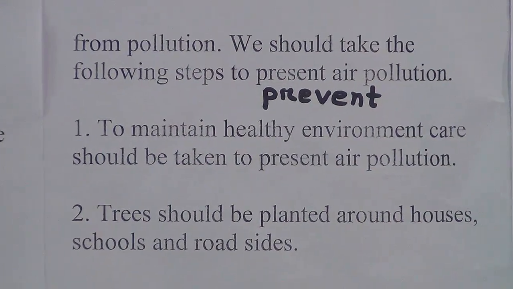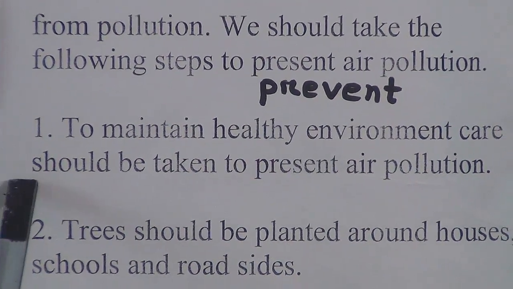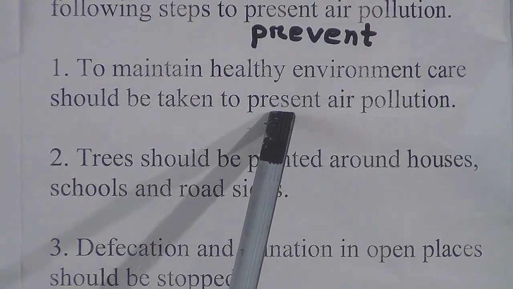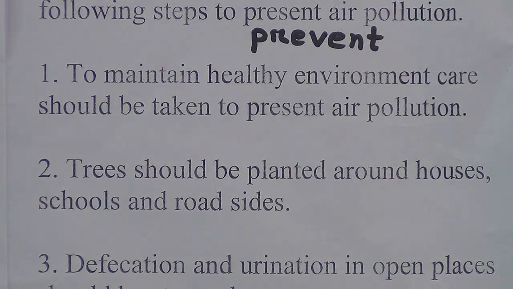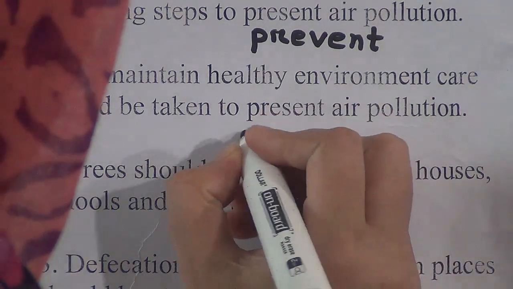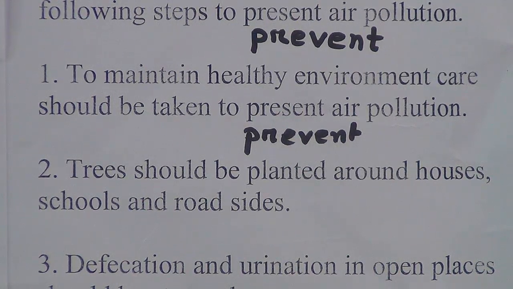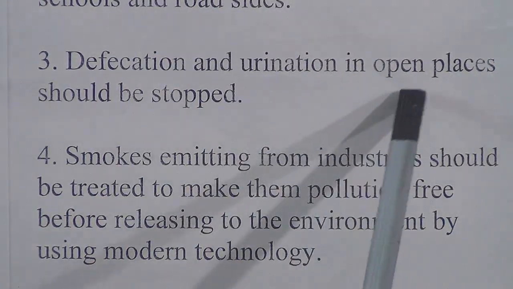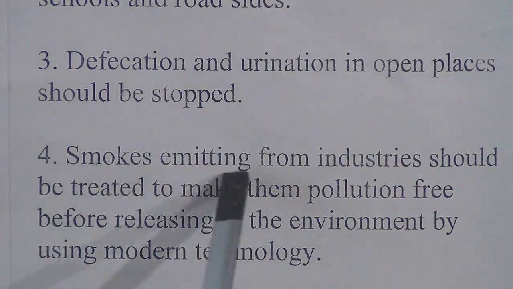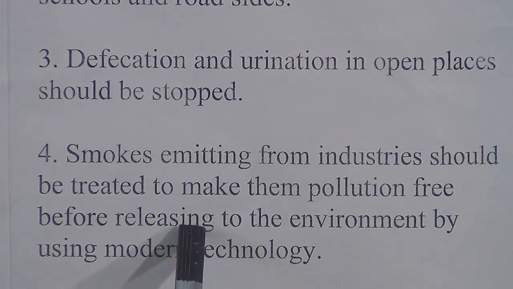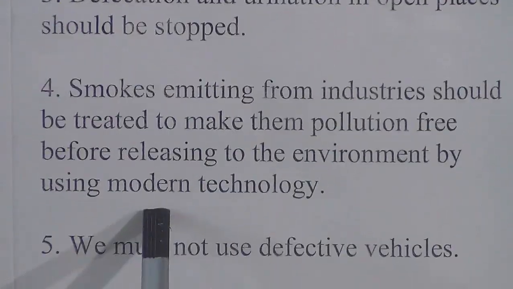Prevent air pollution. Number one point is, to maintain a healthy environment, care should be taken to prevent air pollution. Trees should be planted around houses, schools and roadsides. Number three, defecation and urination in open places should be stopped. Number four, smoke emitting from industries should be treated to make it pollution free before releasing it to the environment by using modern technology.